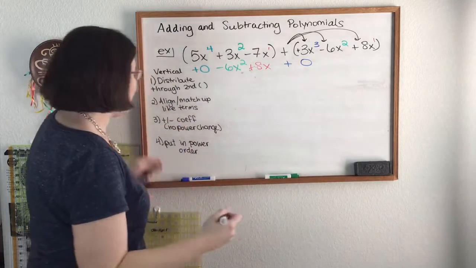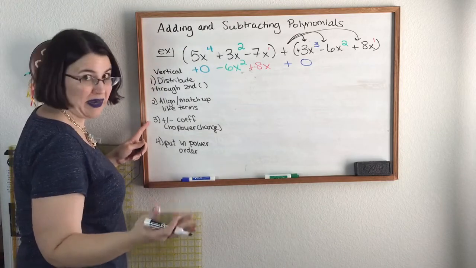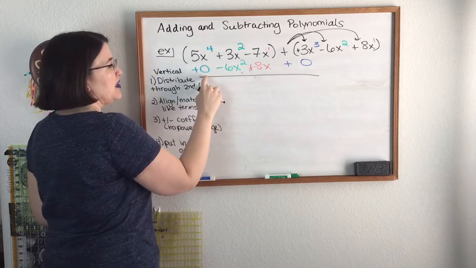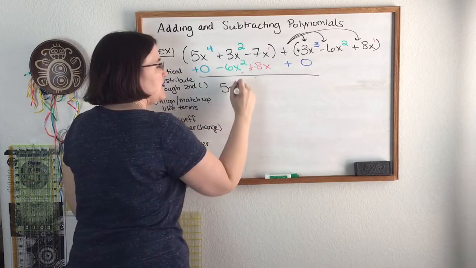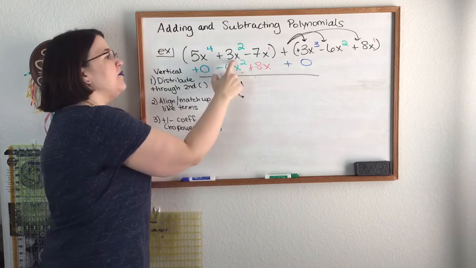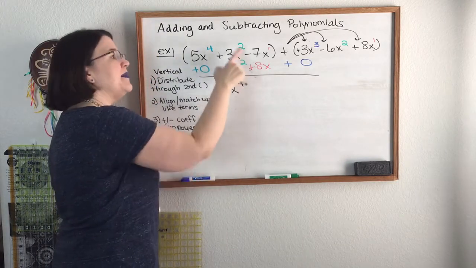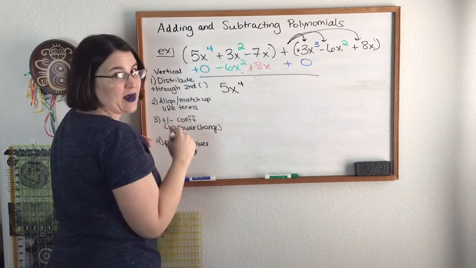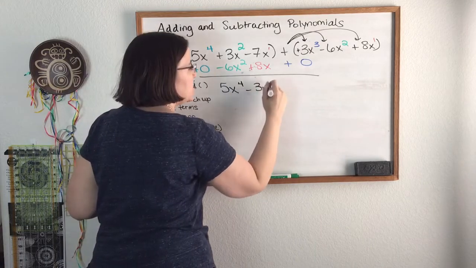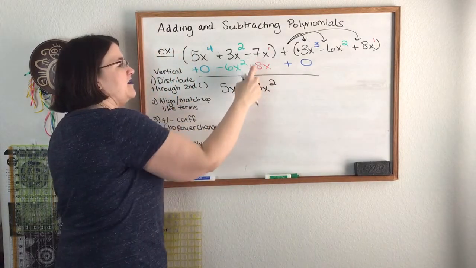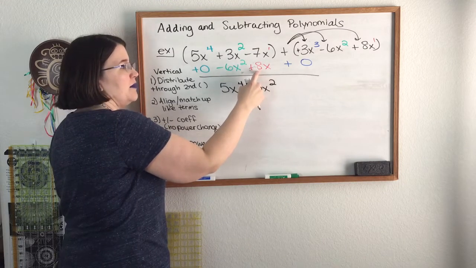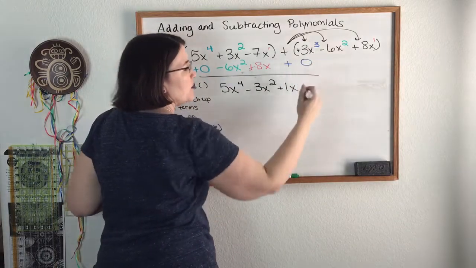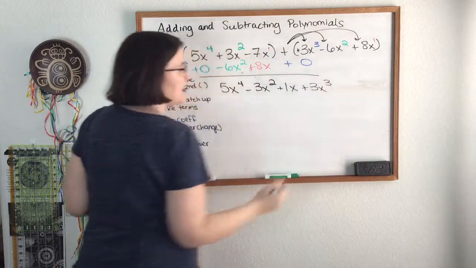All right, now that they're aligned, you go ahead and add or subtract, depending on the signs, the coefficients, with no power change. So 5x to the fourth plus 0, because there was nothing to combine it with, leaves us with 5x to the fourth. 3x squared minus 6x squared, they're opposite signs, so I'm going to subtract. 6 minus 3 is 3. The 6 is bigger, so it keeps its sign, so I get negative 3x squared. Now I have negative 7x plus 8x. That's another subtraction problem, so 8 minus 7 is 1, and it keeps its x. And then that 3x to the third plus 0 is 3x to the third.